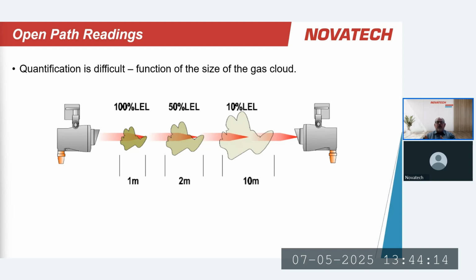The output from an open path gas detector will be expressed in LEL meters. So in other words, it's the equivalent of a 100% LEL gas cloud in a 1 meter path length. So that's how they would operate.